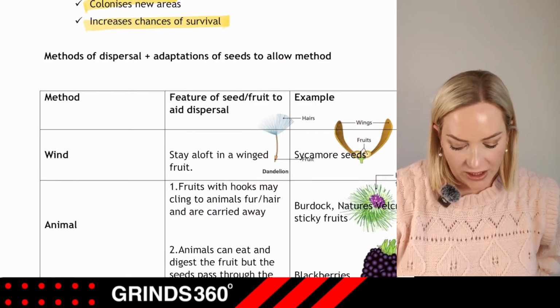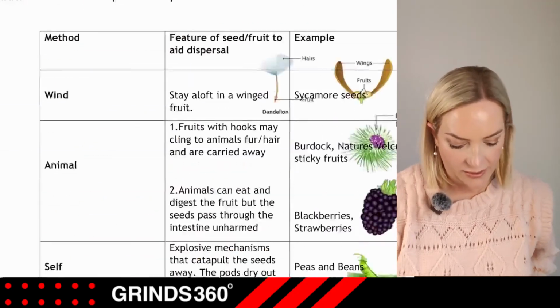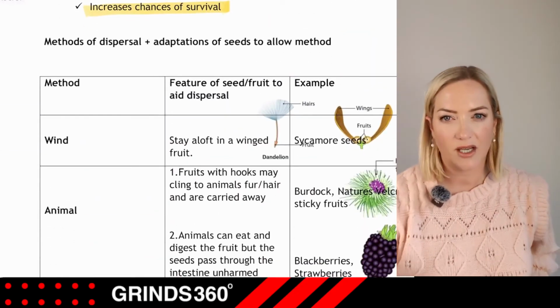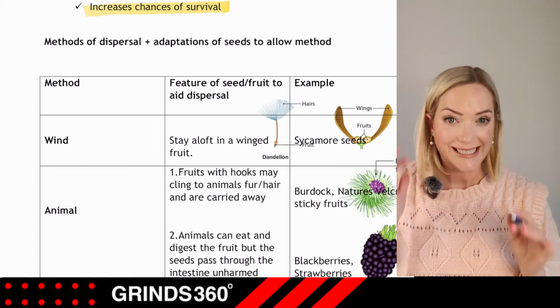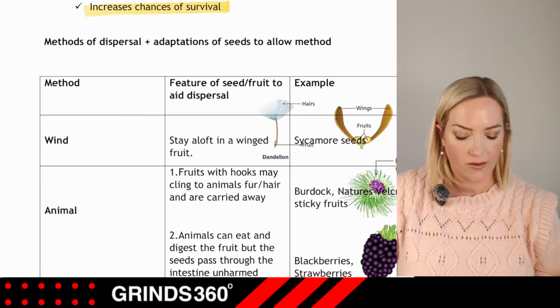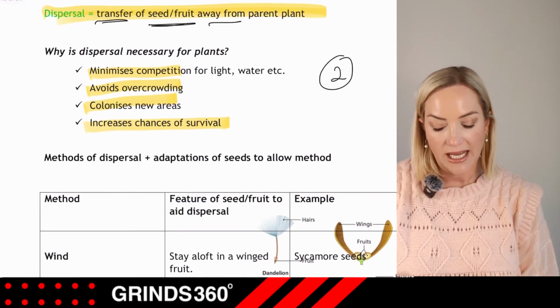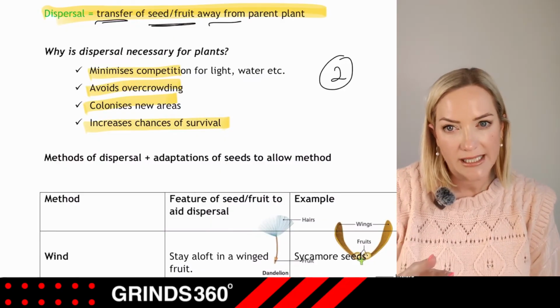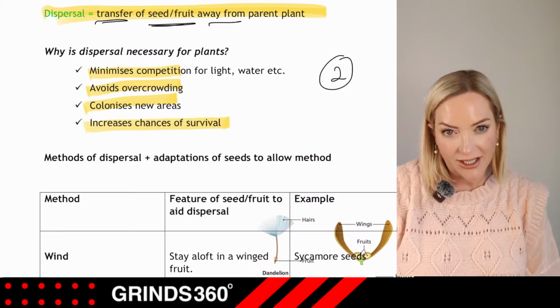So if I go through here for wind, I have our little sycamore seed helicopters, you might have played them when you were younger. Another example would be dandelion as well. So they are winged and they're going to be taken off by the wind. They're going to spread that seed. What are they doing? They're minimizing competition, avoiding overcrowding, colonizing new areas, and increasing their chance of survival.